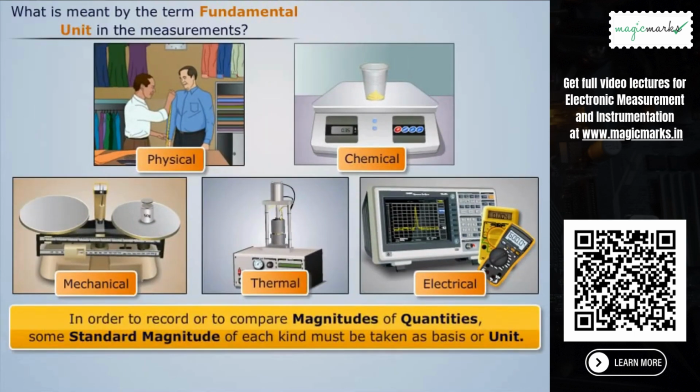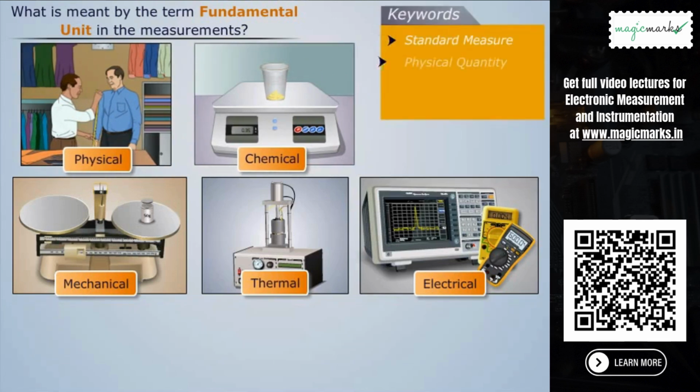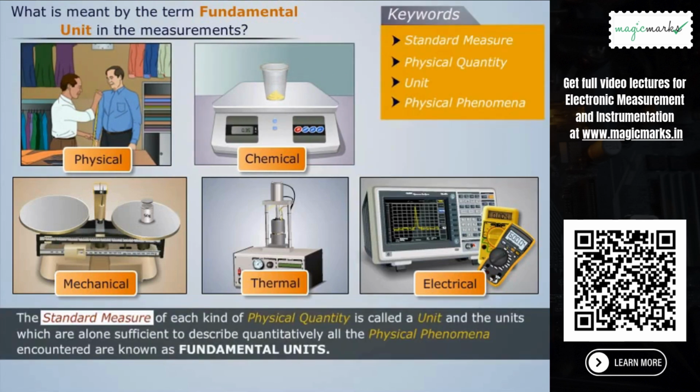In order to record or to compare magnitudes of quantities, some standard magnitude of each kind must be taken as basis or unit. Thus, the standard measure of each kind of physical quantity is called a unit, and the units which are alone sufficient to describe quantitatively all the physical phenomena encountered are known as fundamental units.